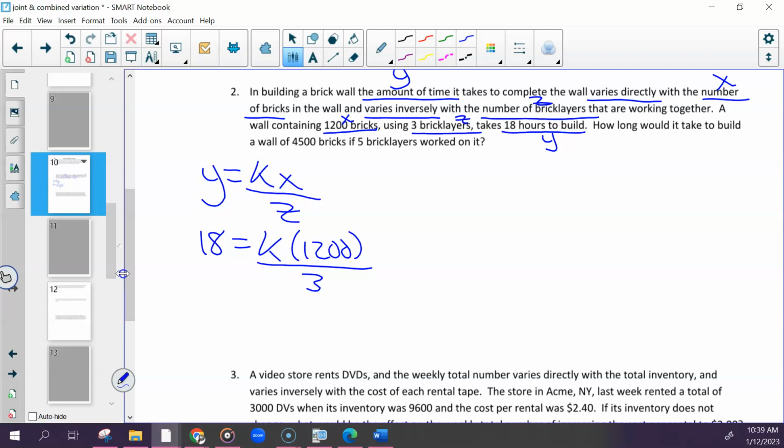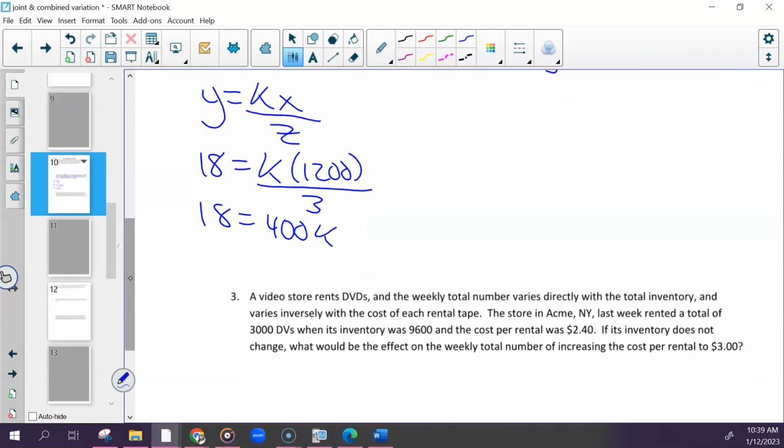And then you could either divide 1,200 and 3 and then solve for k, or multiply both sides by 3 and then divide by the 1,200. The order there does not matter. So let's say we divided 1,200 and 3, we get 400, and then we'll have to divide both sides by 400. Divide that 18 and 400. Tell me what you get.